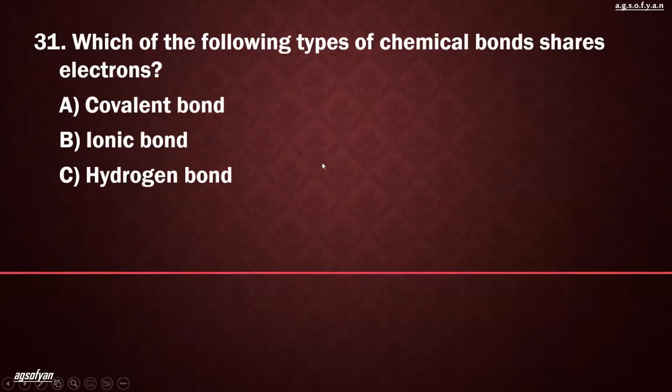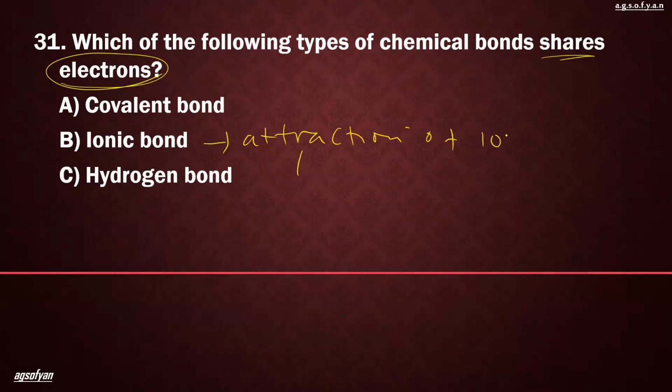Which of the following types of chemical bonds shares electrons? Which one is sharing electrons? Ionic bond? No, ionic is ion, which is attraction of ions. There's no sharing of electrons over there. This is the covalent bond, the strongest type of bond. Just remember, if asked about sharing electrons, it is always covalent bond.